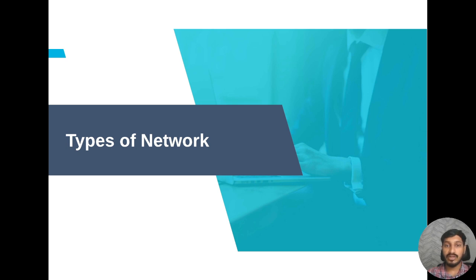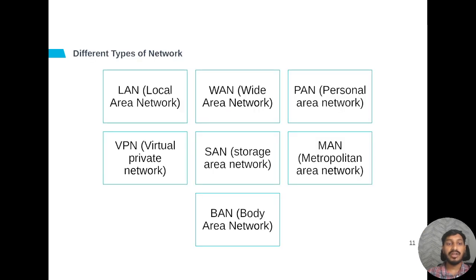Till now, we learned what is networking, what is a network, and what is the difference between network and networking. Now, let us see what are the types of network available. Whenever we talk about the types of network, the two top types which we know are LAN and WAN. The different types of network available are LAN, WAN, PAN, VPN, SAN, MAN, and BAN.